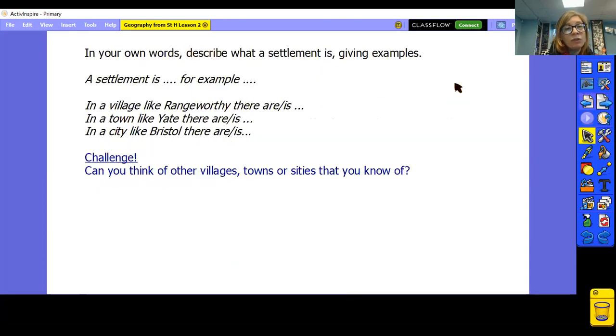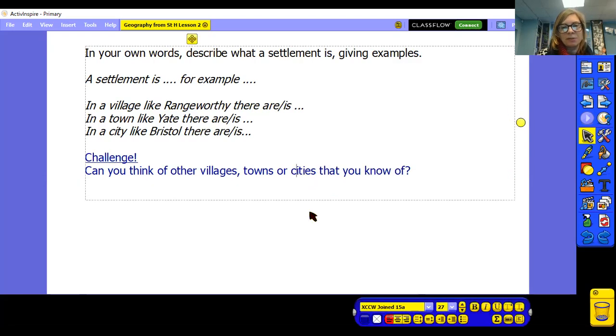And then in your own words, your task for today is simply to complete these sentences by telling me a bit about what is in each of these places. So again, if you want to do some research and find out some particular things that you could name that are in Bristol and Rangeworthy as well, that would be great. And then you've got a challenge there. Can you think of other villages, towns or sites that you know of? So you could make a little list or do a mind map to show me some other villages, towns, or, oh, sorry, that should be cities that you know of.